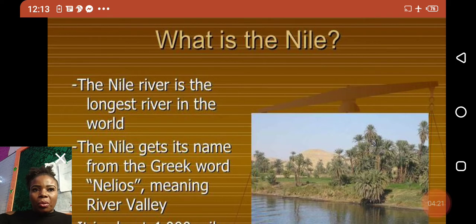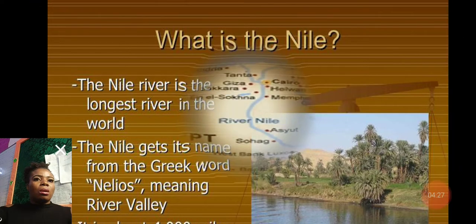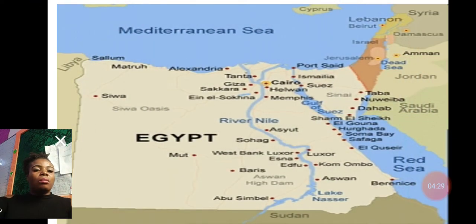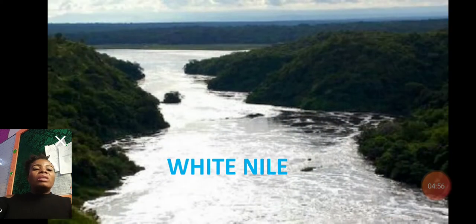It's actually a north flowing river. The Nile River has two tributaries. This is the map showing River Nile. It has two tributaries, the Blue Nile and the White Nile. I hope you know what tributaries are. They are actually branches of water, a stream or smaller waters flowing into a larger one. So the tributaries of River Nile are the Blue Nile, which flows from Ethiopia, and the White Nile, which flows from South Sudan.